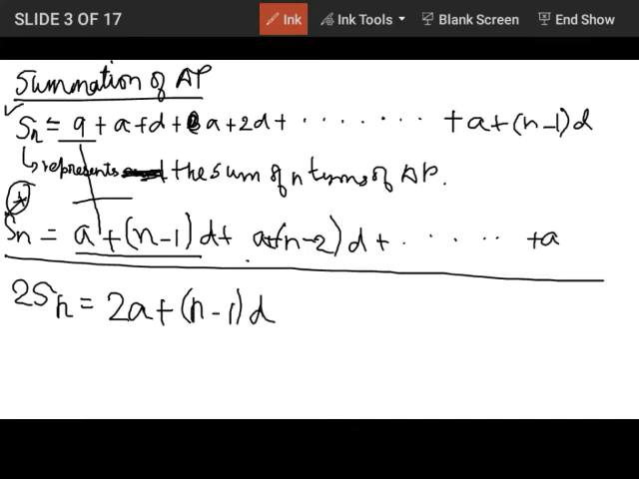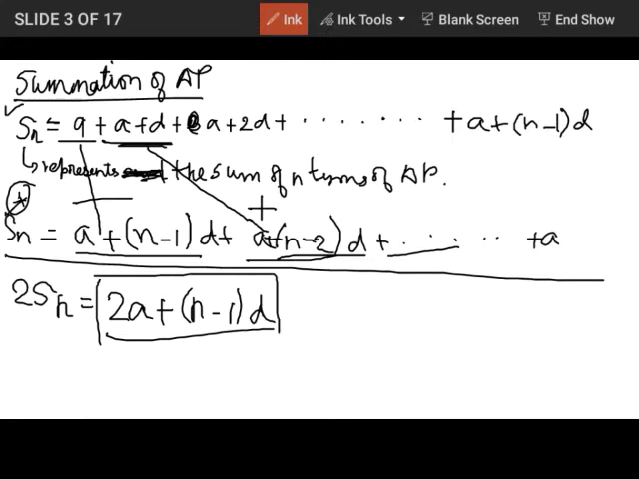Again, if you add this and this term, what are you going to get? You are also going to get the same result again. Again you are going to get 2a plus n minus 1 into d. You can check it, and if you do the same thing to all the terms, you will get the same result only, that is 2a plus n minus 1 into d.